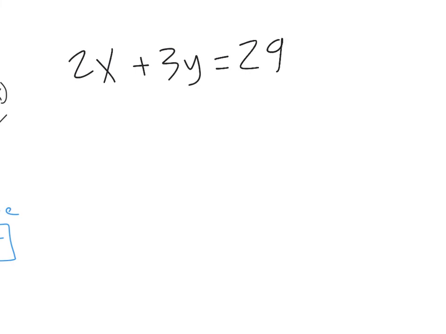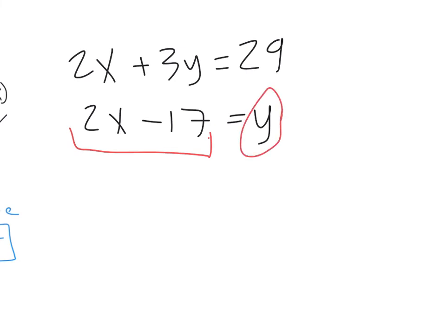Let's do one more here. Let's use the equations 2x plus 3y equals 29 and 2x minus 17 equals y. Well, what you might notice right away is that this is already solved for y in terms of x. So anywhere that I see a y in the top equation, I'm going to plug in 2x minus 17.